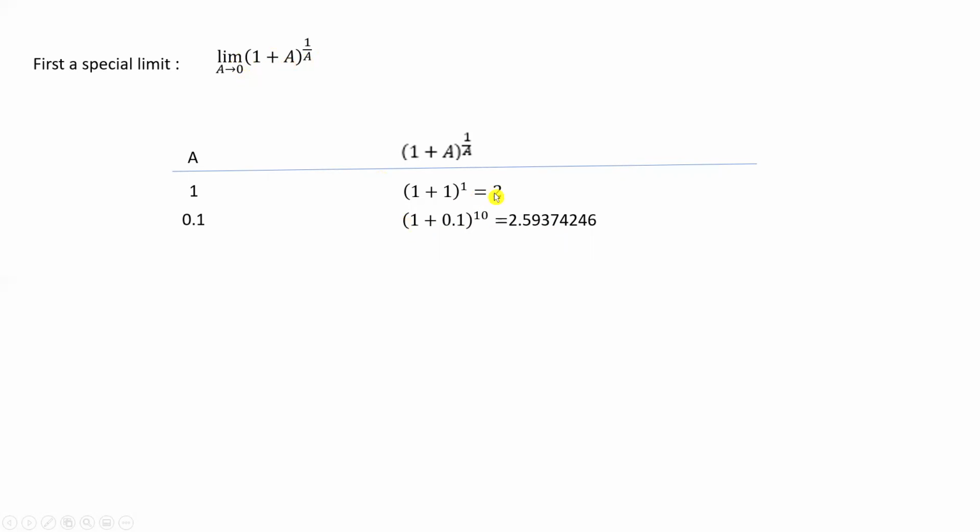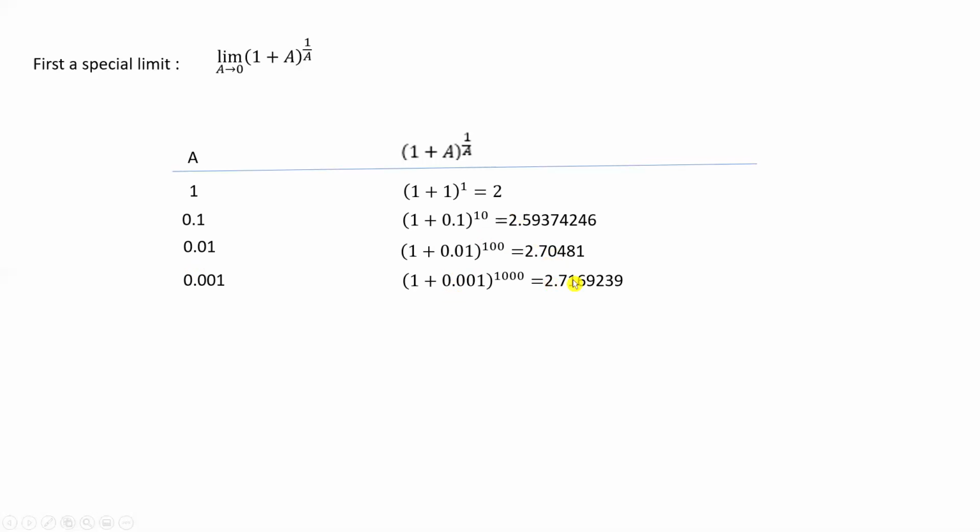So we were at 2, now we're at 2.59. Maybe you might be thinking we're approaching 3. So let's check. Pick a number closer to 0, 0.01. Plug it in everywhere you see an a. So 1.01, and 1 over 0.01 is 100. We get 2.7048. Now, if we're getting closer to 3, we're taking our time. So let's check another one. Get closer to 0. Plug it in and work it out.